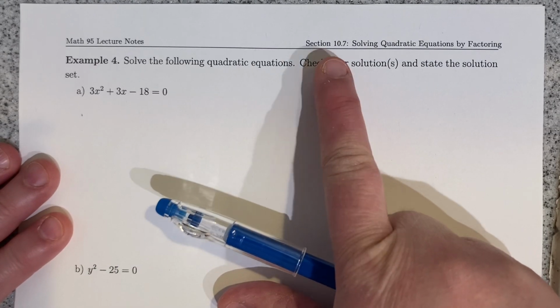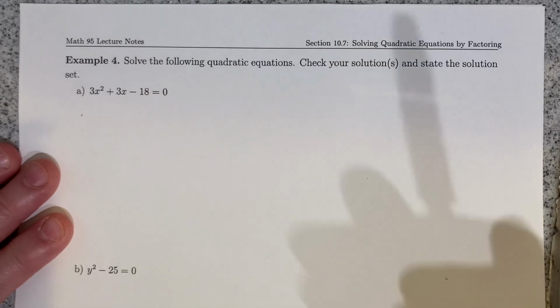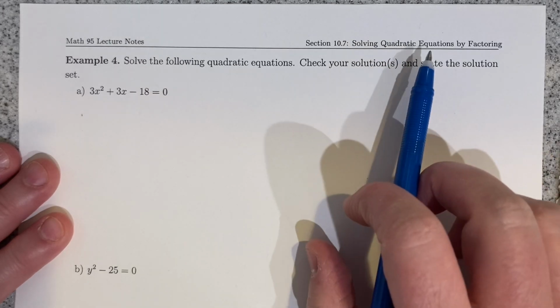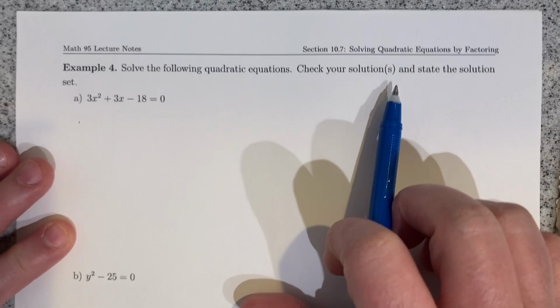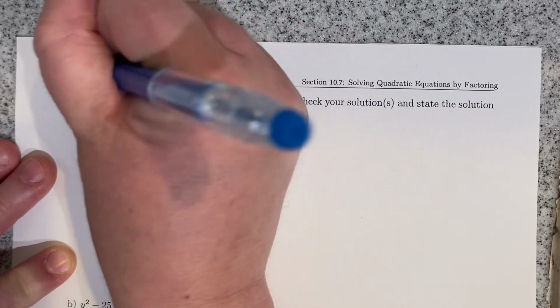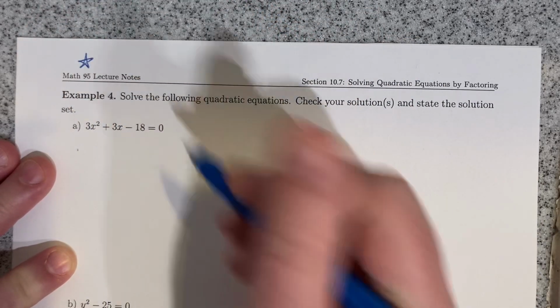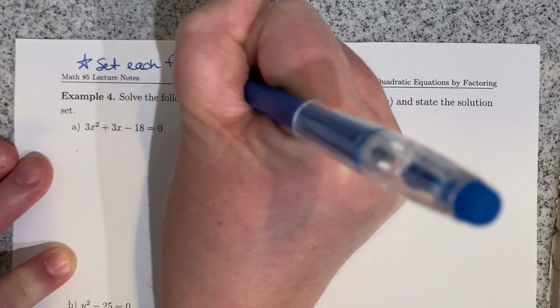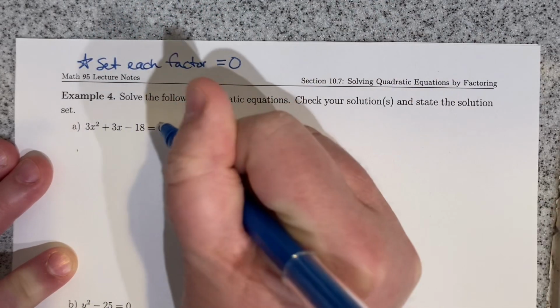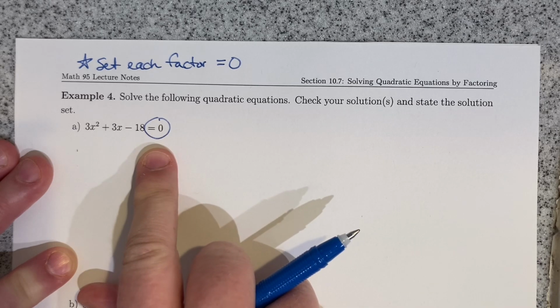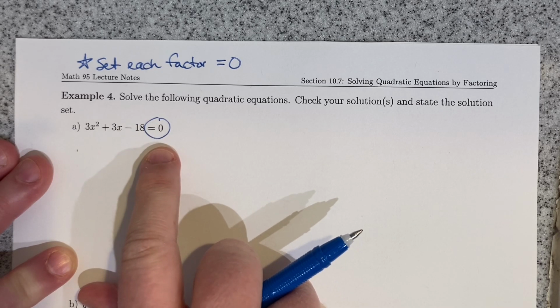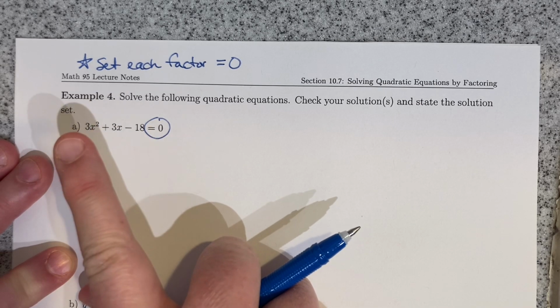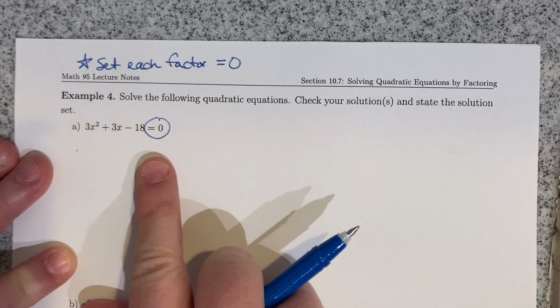The rest of section 10.7 is just more examples of the same thing. We're going to factor and set each factor equal to 0. That's what's important. To solve an equation, we set each factor equal to 0. And that's why it's so important that to begin with, we have equal 0, which in this case we do. Now we just use all our factoring strategies that we've been learning.